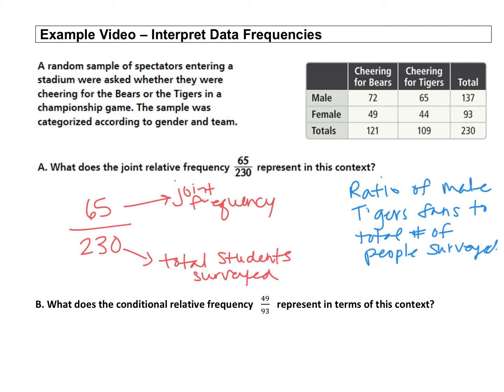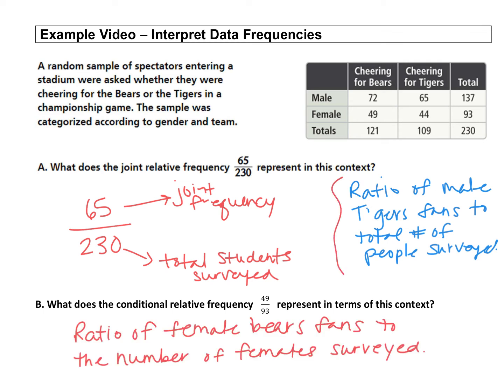So if we write this kind of like we did over here, we get the ratio of female Bears fans, so that's the 49, to the number of females surveyed, 93 total females surveyed.